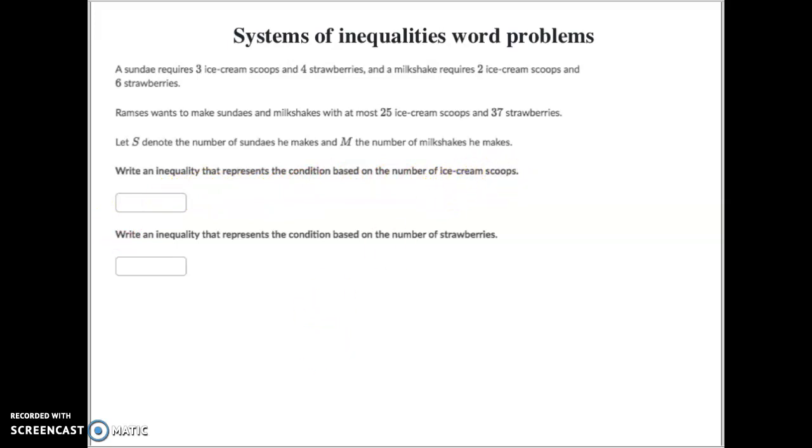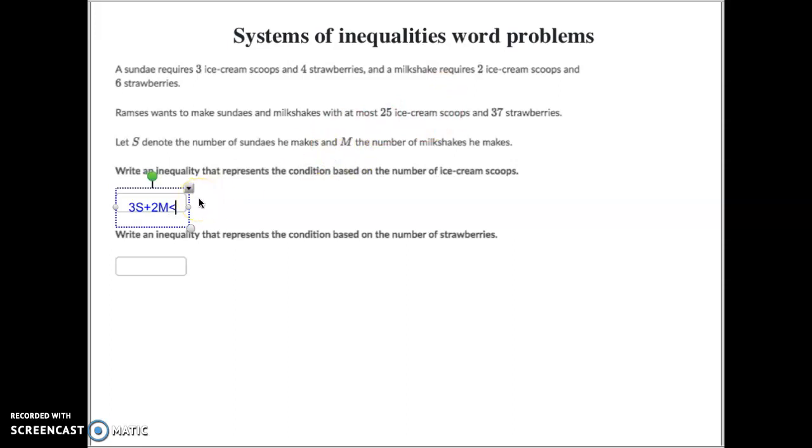Well, all right, let's do this. So you're going to notice ice cream scoops. I've got 3 scoops of ice cream to make a sundae. So that means 3 scoops per sundae. Plus, how many scoops of ice cream does it take to make a malt? Let's see, that's right up here. It takes 2 scoops of ice cream to make a malt. So plus 2M. And we cannot use more than, so it needs to be less than or equal to.